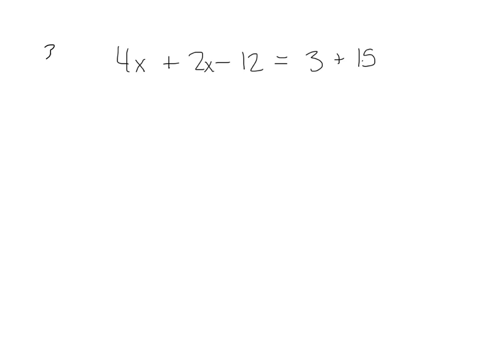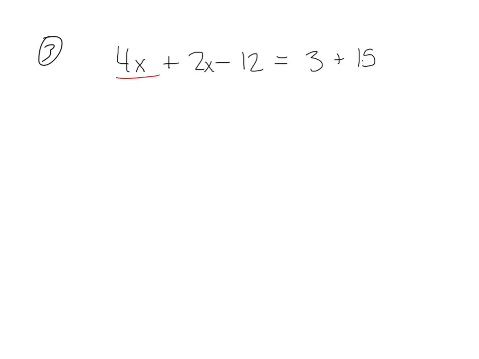Okay, so 4x plus 2x minus 12 equals 3 plus 15. And if I said solve it, what do you think you'd do? Well, hopefully you'd say, all right, gotta see if there's any like terms. And when I say see if there's like terms, I mean, are there any like terms on this side? And then, are there any like terms on this side? So we're going to combine like terms that are on the left, and then separately that are on the right, and then move forward.